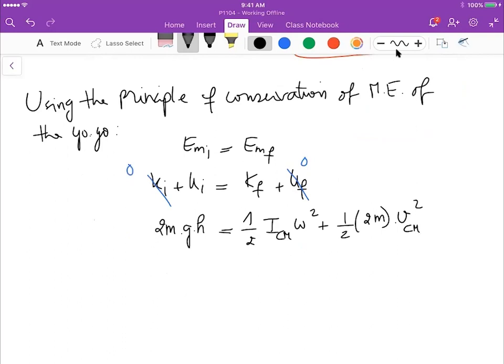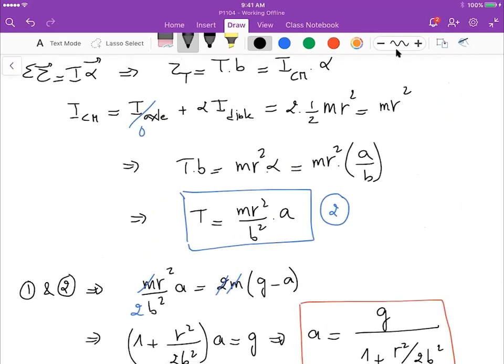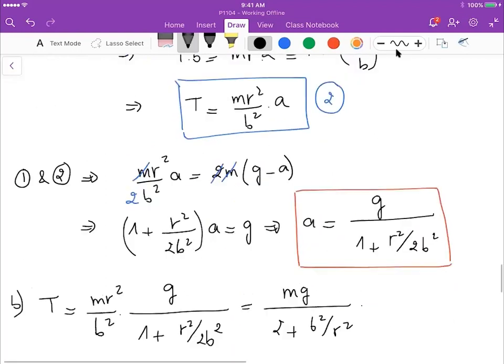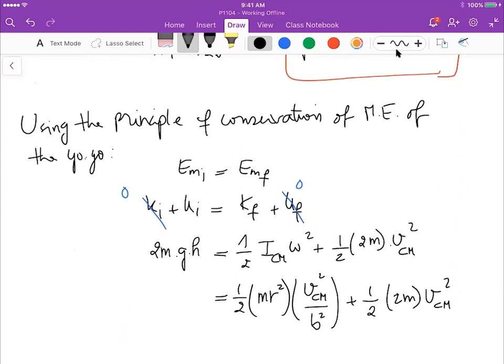Now again we have to replace I center of mass with its value. We found before that I center of mass for the yo-yo is mr squared. You remember that was in here. So I center of mass is equal to m times r squared. So if we replace this with mr squared, we end up with mr squared multiplied by omega, which is V center of mass divided by R, right? But since here also the rolling is happening around the axle, this omega is nothing else than V center of mass divided by r. And if it is squared, then both are squared, plus half times 2m times V center of mass squared.